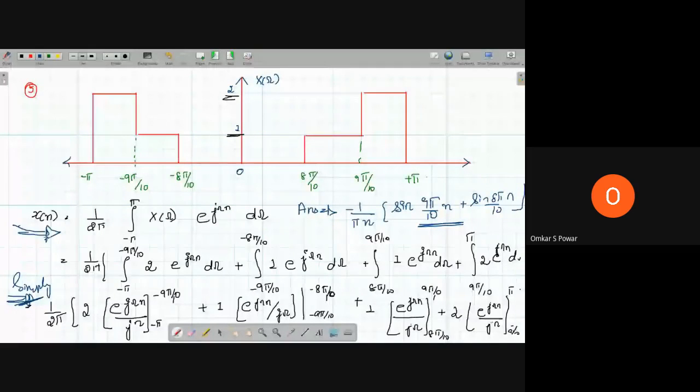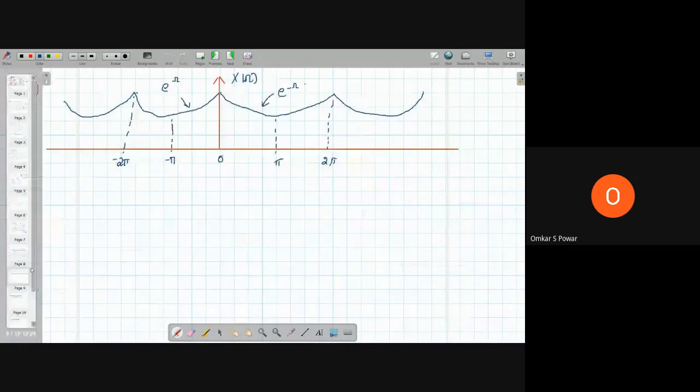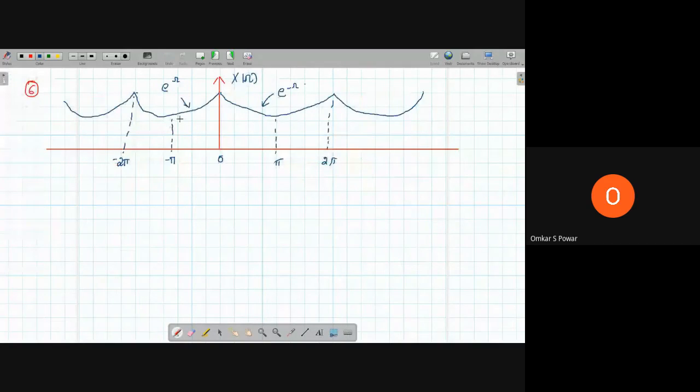Given the frequency domain signal, in order to get the time domain signal, first write the formula, then substitute whatever the limits are, then basic integration and simplification. Based on that, I have given another problem for you. So what's the problem here? Given X of omega, we have to find x of n. So that's the problem. First, what you have to write? You have to write the mathematical expression.